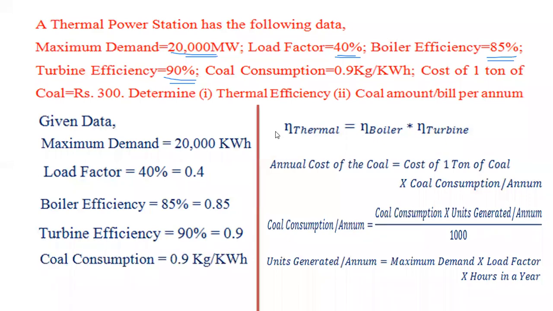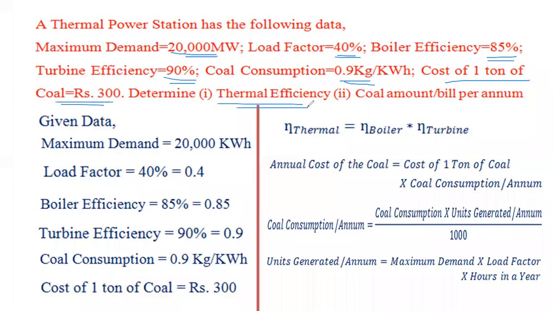The coal consumption in the problem is given as 0.9 kg per kWh. We need to generate 1 kilowatt hour. How much coal is required? 0.9 kg. As well as they have given the cost of 1 ton of coal, which is 300 rupees. Here we want to find out two parameters. One is the thermal efficiency. Another one is the annual cost of the fuel.